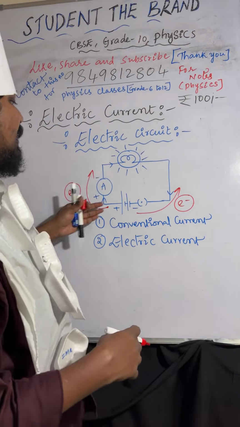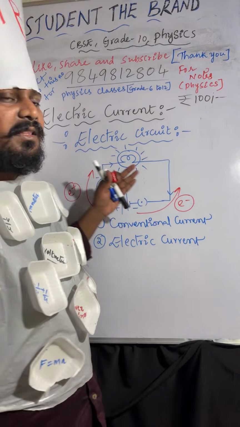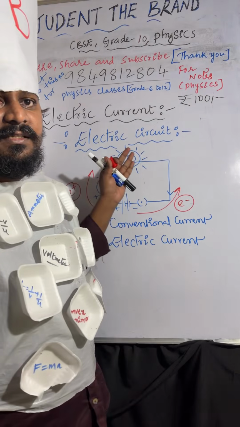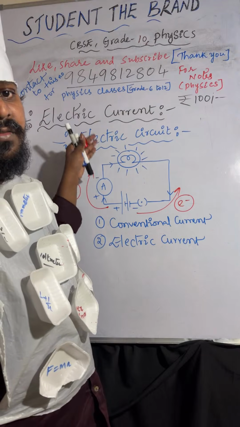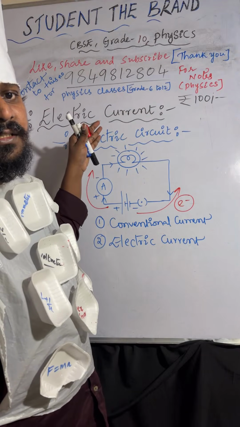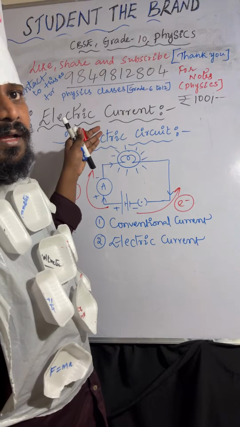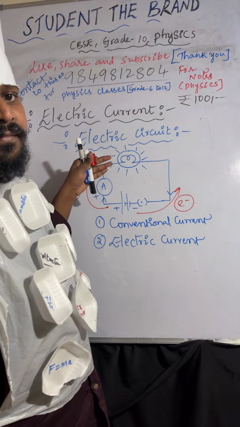So here you can see conventional current, the flow of positive charges.